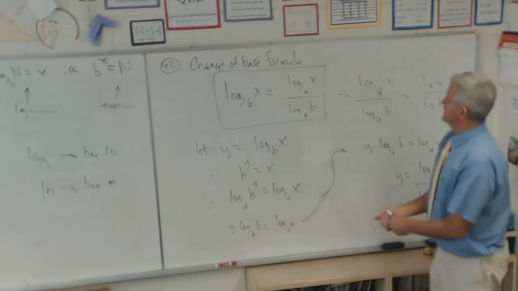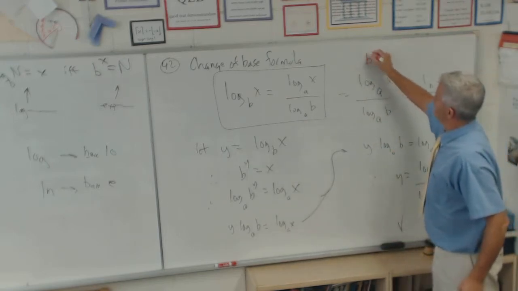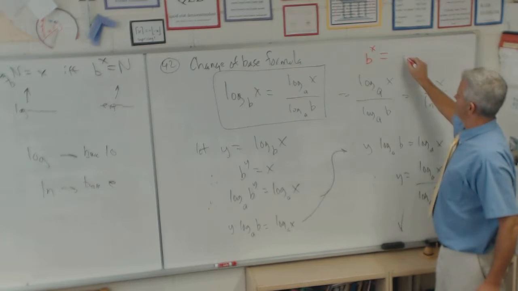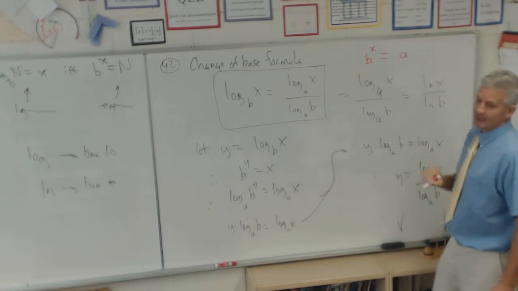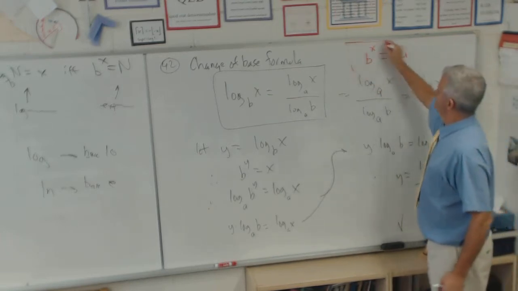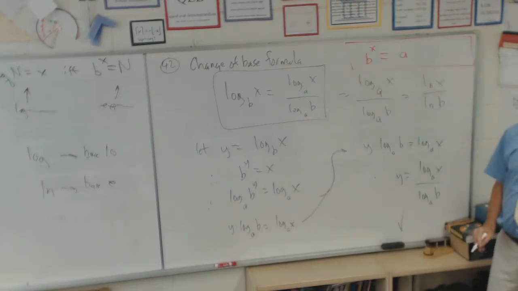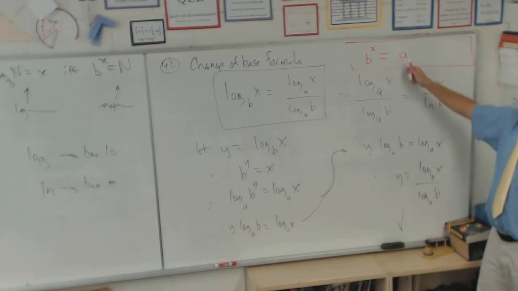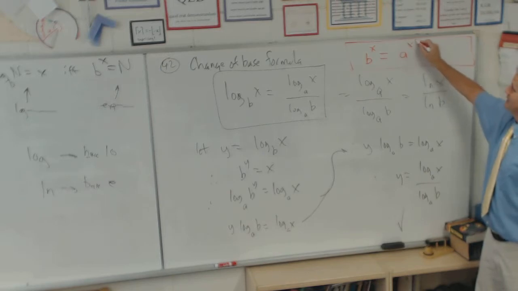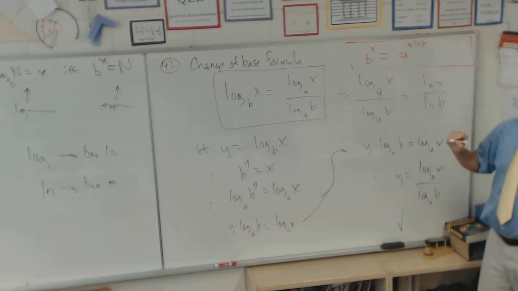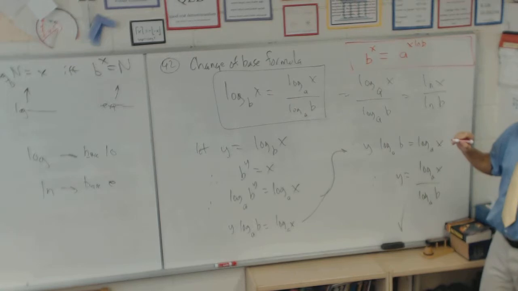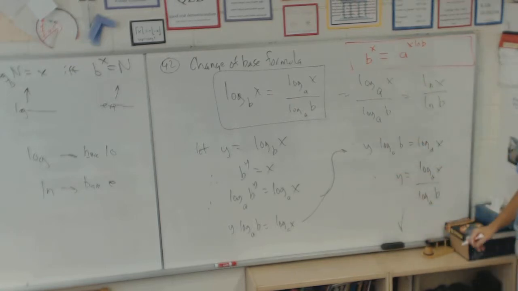Does anyone remember if I have b to the x and I wanted to change it to base a? Anyone remember what the change of base formula for exponents is? Anyone remember that? I think it's on your demonstration sheet. Anyone know it? It's a to the x ln of b. Okay?